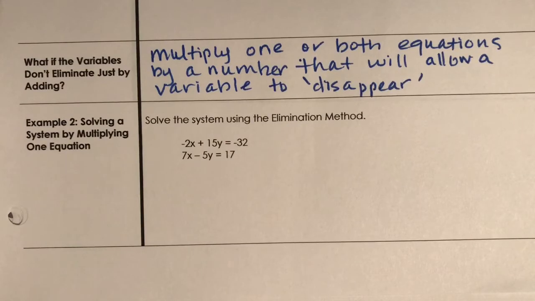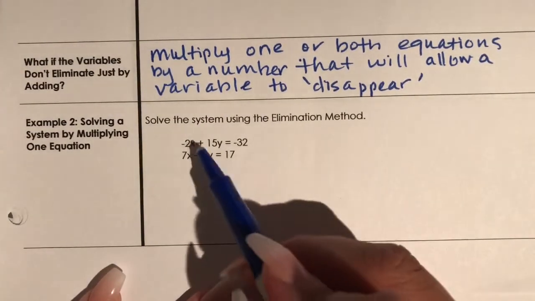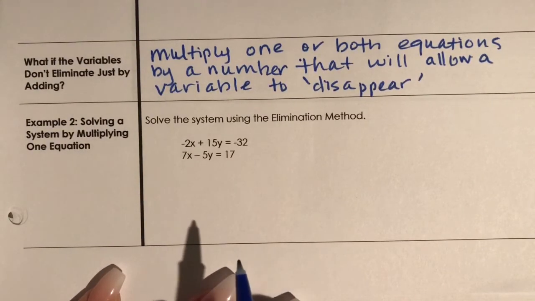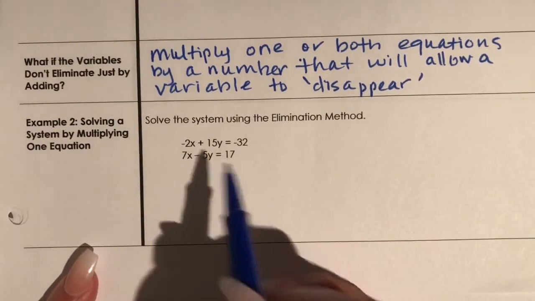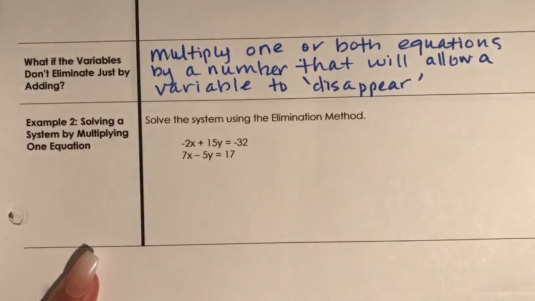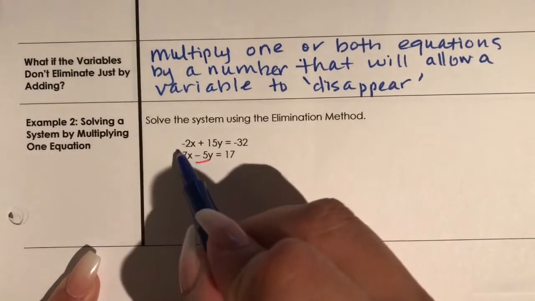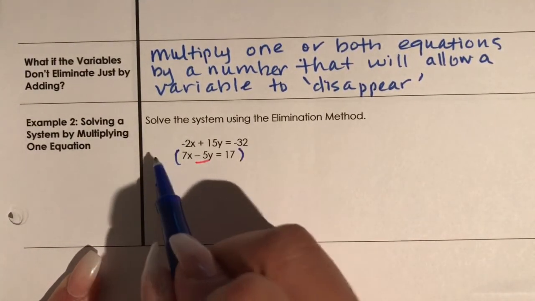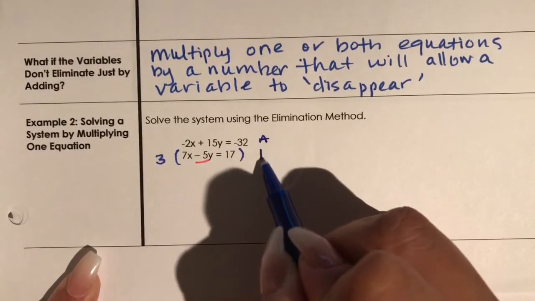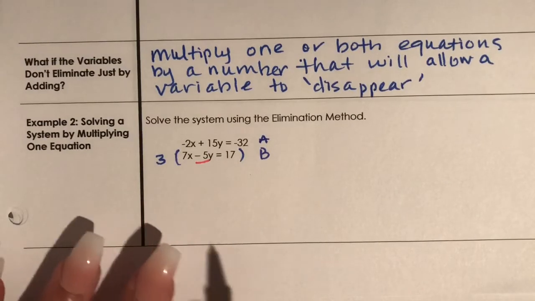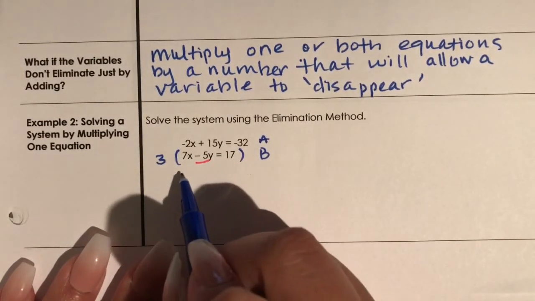Solve a system by multiplying one equation. Solve the system by using elimination method. Of course, we want to make sure our x and y's and our numbers are aligned. And we want to create the additive inverse, or we want to make something disappear. We want to make this negative 5y disappear. So we're going to multiply the entire thing by 3. So equation B is going to be multiplied by 3.